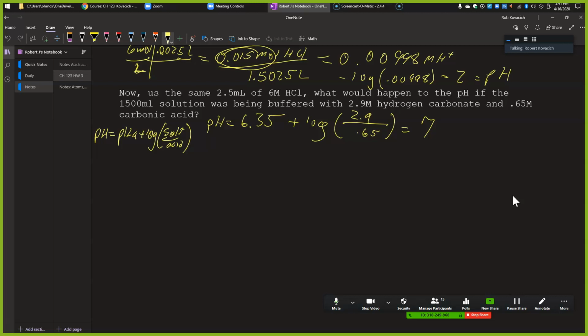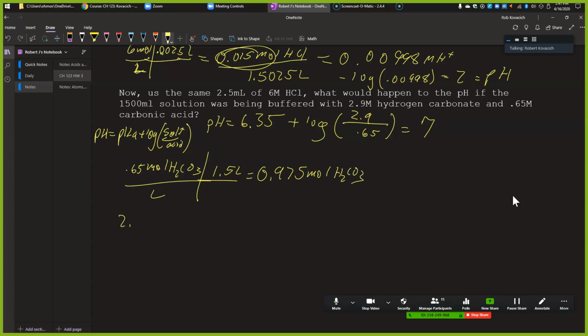So we'll do 0.65 moles of H2CO3 per liter, and it's in 1.5 liters. And so we get 0.975 moles of H plus. Sorry, not H plus, of carbonic acid.